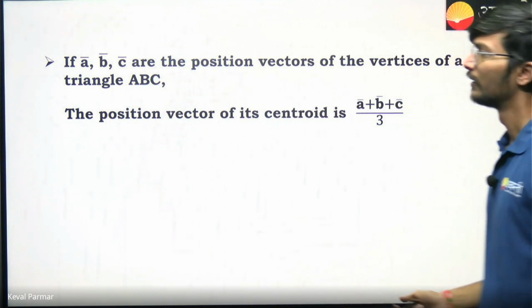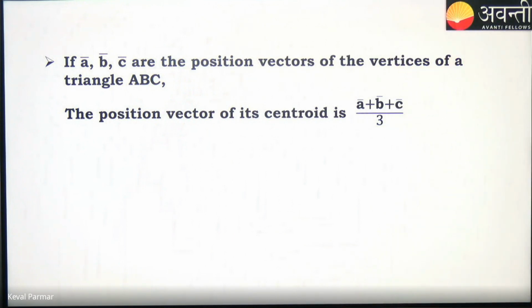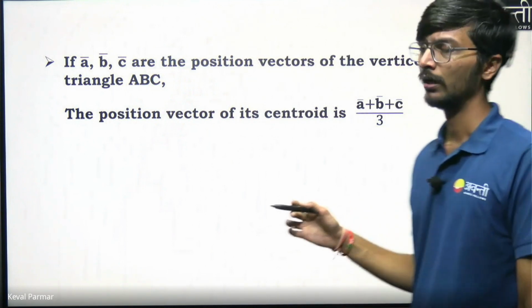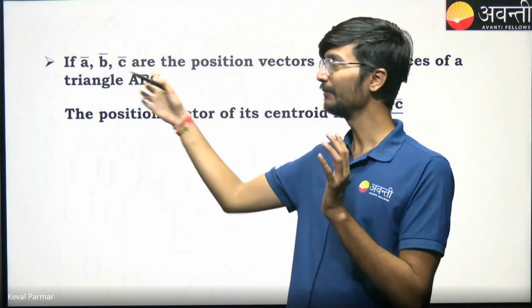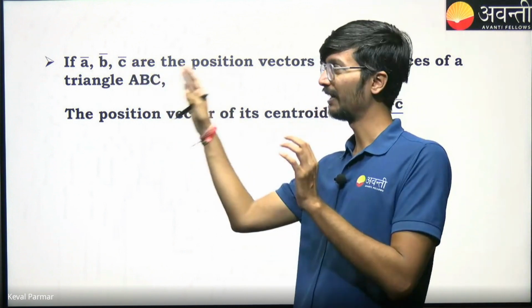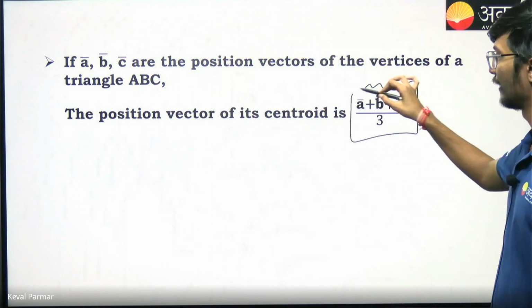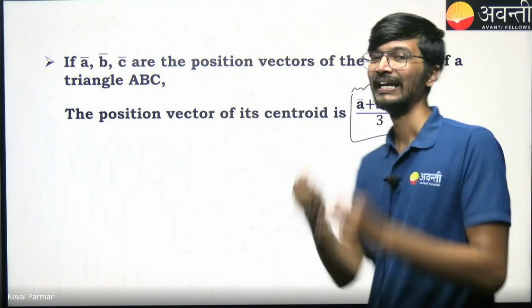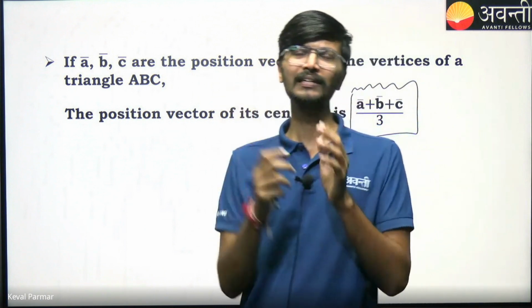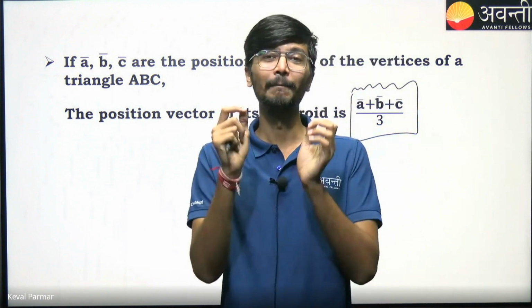So let's say the centroid of a triangle ABC, where the position vectors are A bar, B bar, and C bar, will be given by (A bar plus B bar plus C bar) upon 3. It is basically the same as the mean.